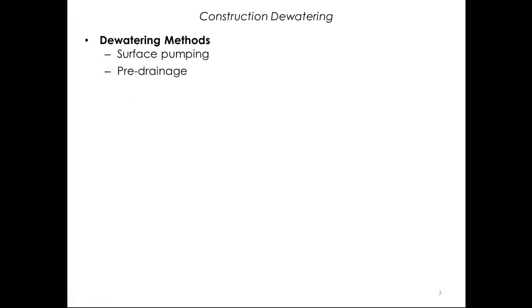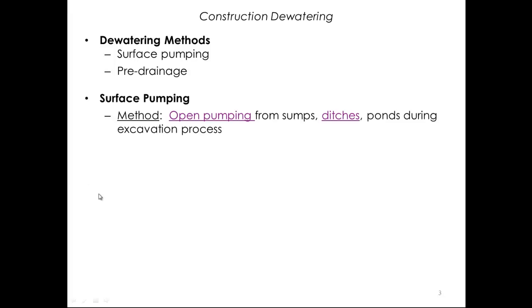Let's talk about methods and equipment then. At a high level, there are 2 methods used to dewater soils: surface pumping and pre-drainage. Let's take a look then at surface pumping first. Surface pumping is open pumping from sumps or ditches or ponds during the process of excavation.